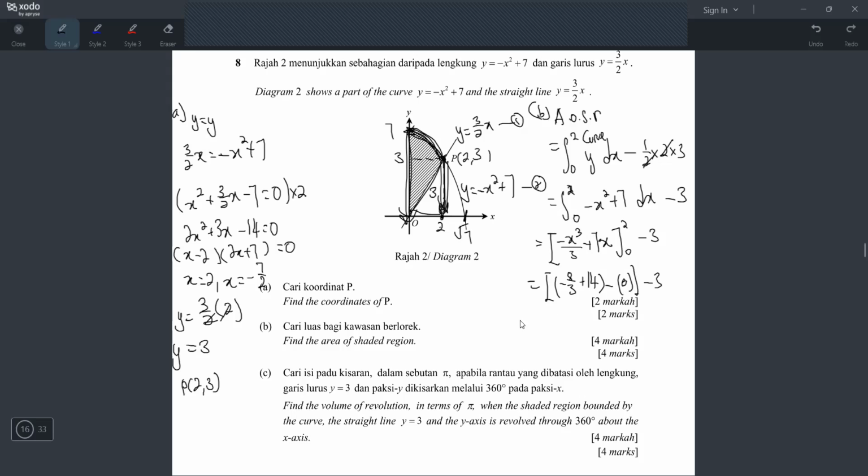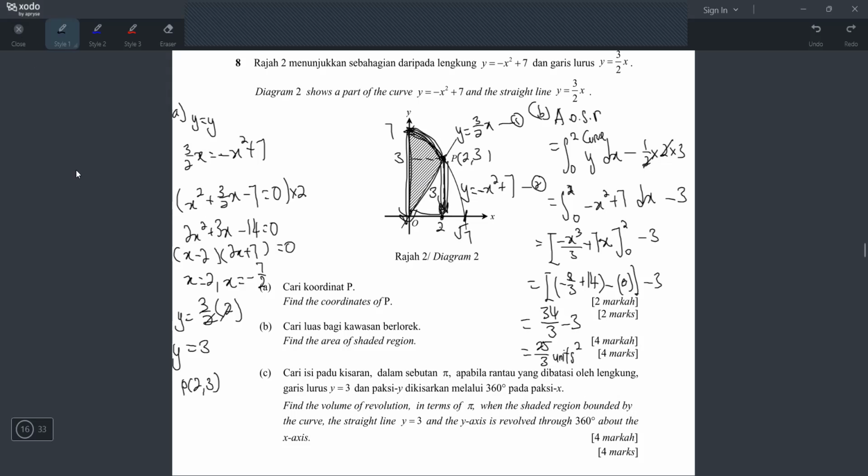And then minus 3. Okay, now I just press the calculator. Negative 8 over 3 plus 14 minus 0. 34 over 3. So 34 over 3 is actually the what? The area of the whole thing, right? So I will just write 34 over 3. But of course, I have to minus 3, which is the area of the triangle, to get the shaded region. So what is 34 over 3 minus 3? 25 over 3. All right. So don't forget to write unit squared, because this is the area. Okay. So this part is worth 4 marks.